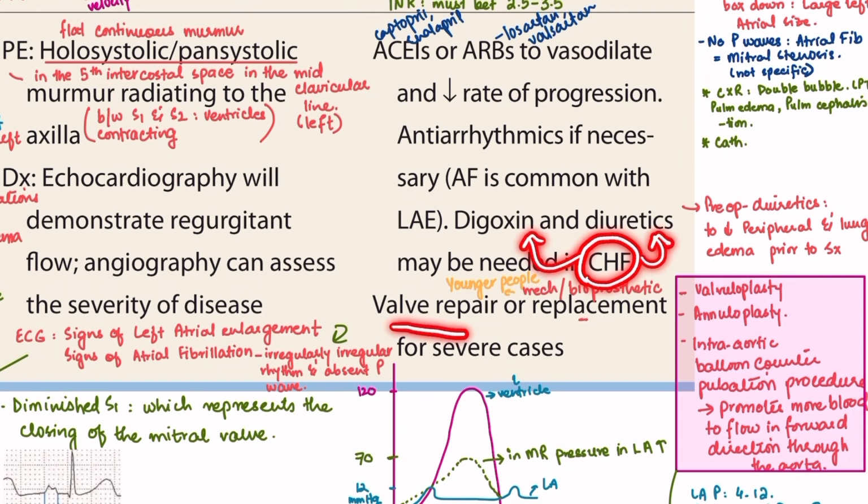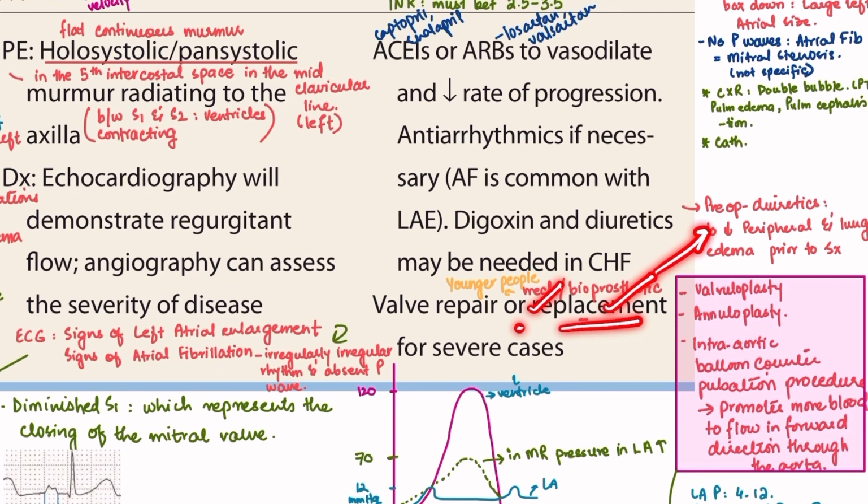If we opt for valve repair or replacement, the repair being valvuloplasty, annuloplasty, or intra-aortic balloon counterpulsation procedure, or the replacement being a mechanical valve or bioprosthetic valve, in those cases, we need to make sure that we do pre-op diuretics to decrease the peripheral and lung edema prior to surgery. And we use a mechanical valve in younger people and a bioprosthetic valve in older people.